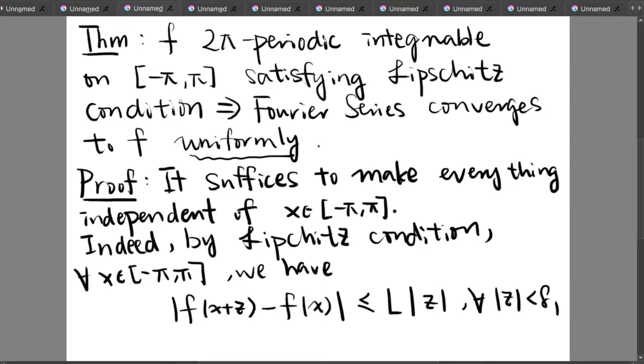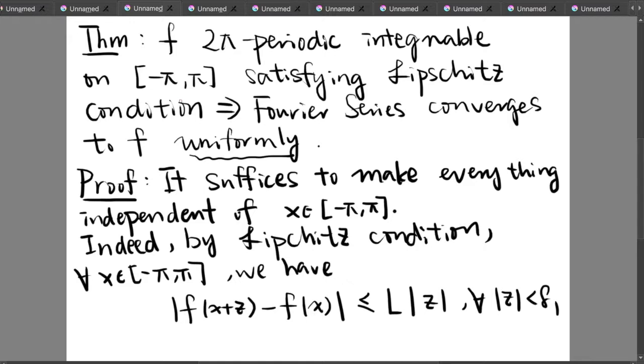Hi, in this video I'm going to talk about how, if a function satisfies the Lipschitz condition on the interval negative pi to pi, then the Fourier series converges to f uniformly. Well, to prove this, it suffices to make everything independent of x inside the interval negative pi to pi.